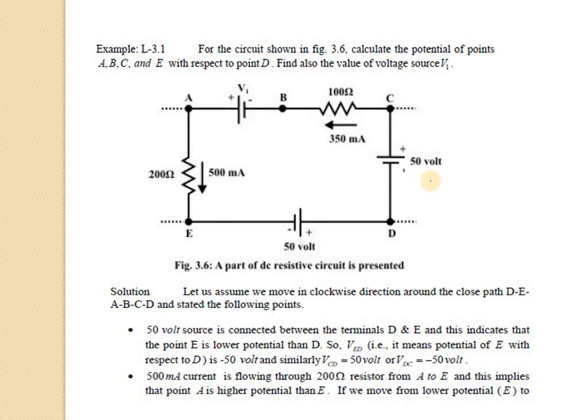So let us take a small example. For the given circuit shown here, calculate the potential of points A, B, C and E with respect to the point D. Find also the value of voltage source V1. We are assuming that the direction of the closed path is D, E, A, B, C, D. That means the current is flowing through D, E, A, B, C, D in this direction.